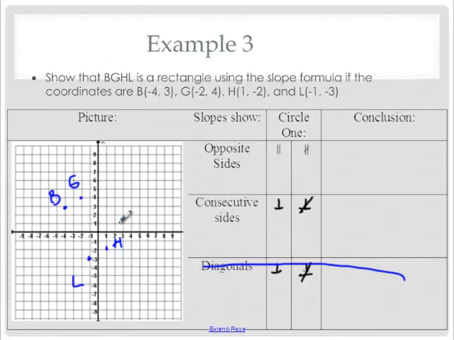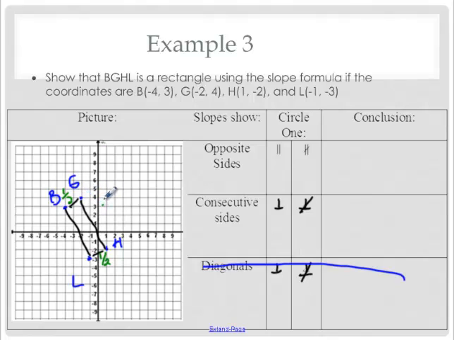So, trace it just so we can see it. Now, it looks like a rectangle, but we still have to go through and just double check to make sure. When I go through, are the opposite sides parallel? Okay, this one is up 1 over 2, so that slope is 1/2. Up 1 and over 2, this is also 1/2. It's a good start.